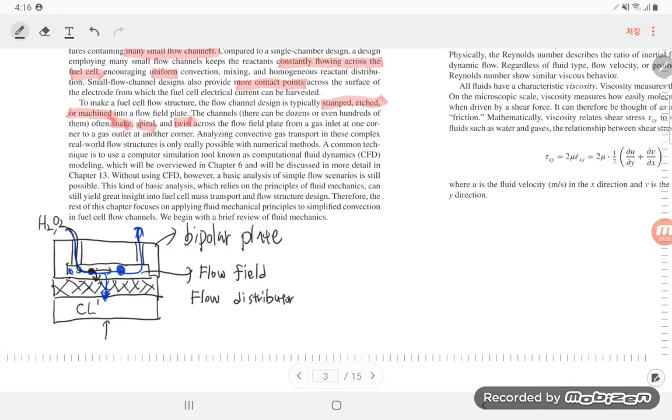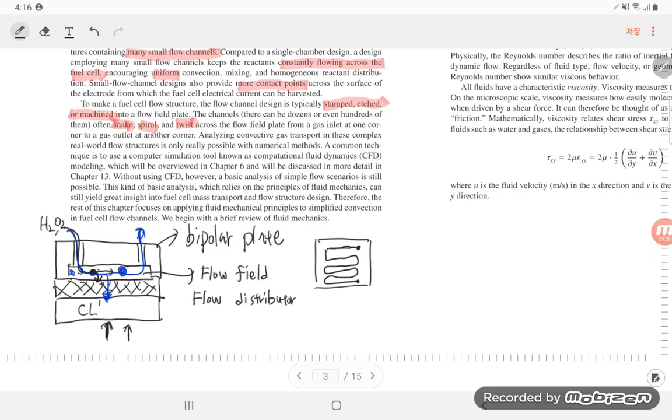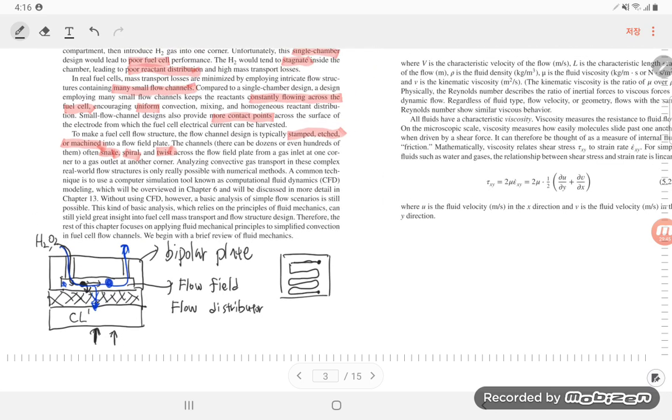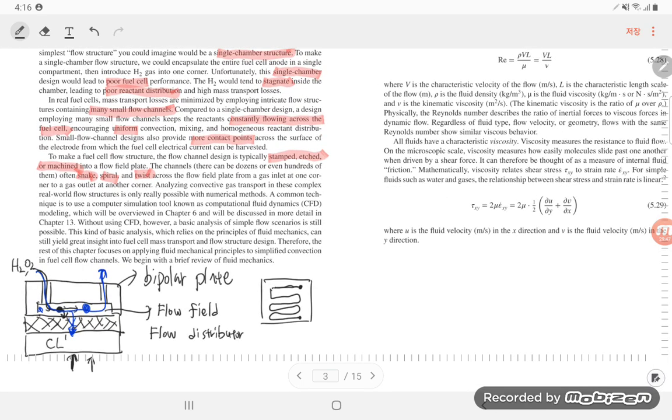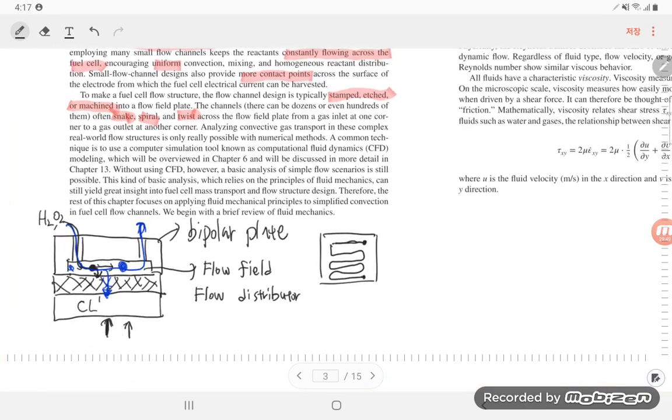If you look at the bipolar plate from this direction, there is an inlet, and this is one example, a serpentine channel like this one. We can also design it the other way, or make it narrower or broader based on the design rule.